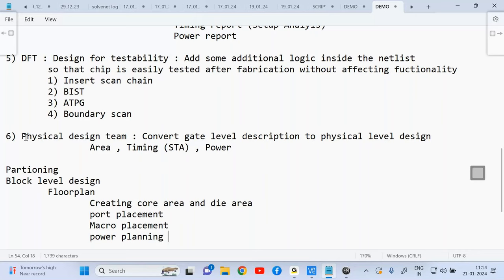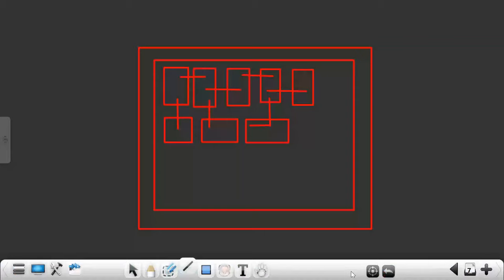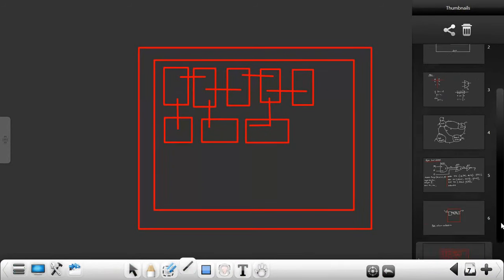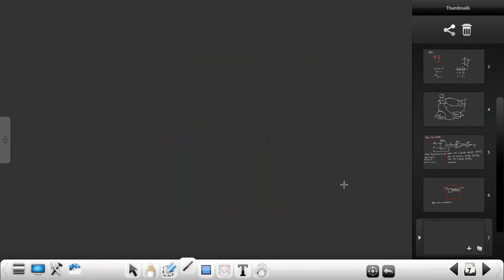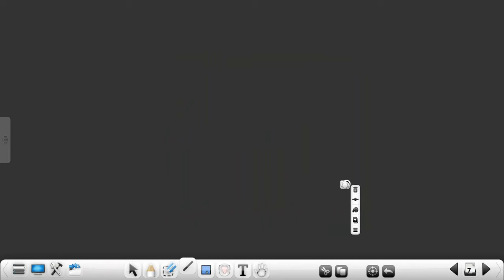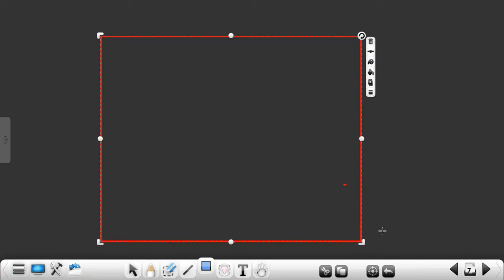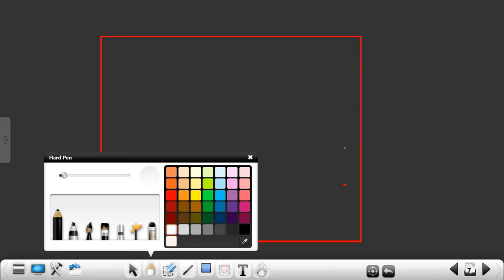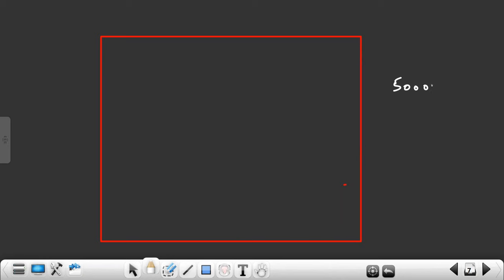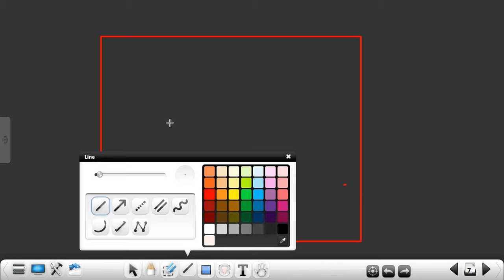So physical design first starts with partitioning. See, if the design is very big, we cannot do physical design for the big design. Big design means, for example, I have 5 lakh cells in the design. I cannot do physical design for 5 lakh cells. Hardly we can do 1 or 1.5 lakh cells. So for the bigger design, we will partition it into smaller designs.